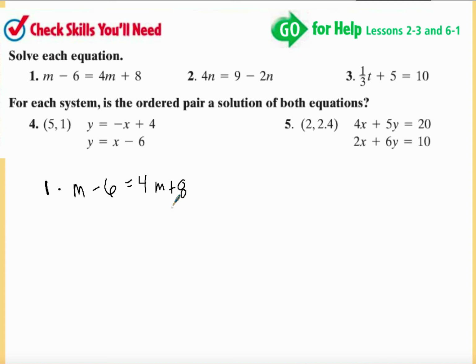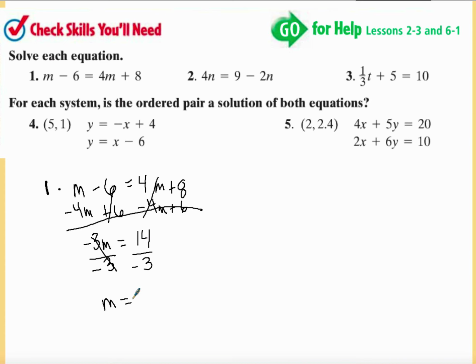I'm going to start by adding 6 to both sides. I'm also going to subtract 4m over to the other side. So let's see, that's going to give me negative 3m, which is equal to 14, since 8 plus 6 is 14. We're going to divide both sides by negative 3 to get m alone. And we get m is equal to negative 14 thirds. This is a fraction that cannot be reduced. So this is our final answer.